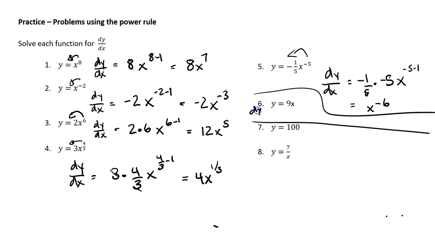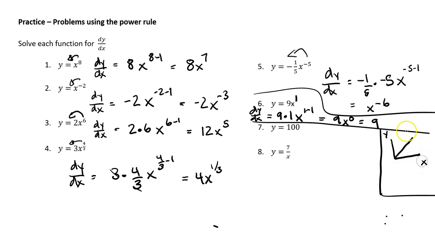All right, did not leave enough space. dy/dx. This is just 9x to the 1. And so that is just going to be 9 times 1 times x to the 1 minus 1, which is just 9x to the 0, which is just 9. And I want you to think about conceptually, for number 6, that would just be if you had a graph. Let me draw a little space right here. If you had a graph, y versus x, this would be a graph of y equals 9x. So then I want you to think about the slope. The derivative is the slope.